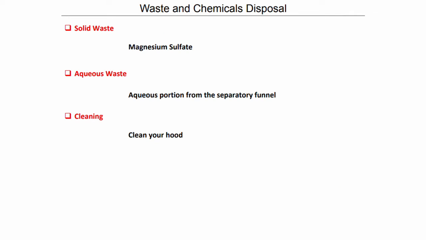If we were to run this experiment, what we would need to know is that the magnesium sulfate would go into the solid waste. All of the aqueous waste that we collected from the separatory funnel would go to the aqueous waste, and then we would just clean the hood and we'd be done with the lab. If you need any more guidance on how this experiment would be run, you could definitely check Dr. Salvador's video that should be right under this one, and you can see him perform the entire experiment from start to finish.